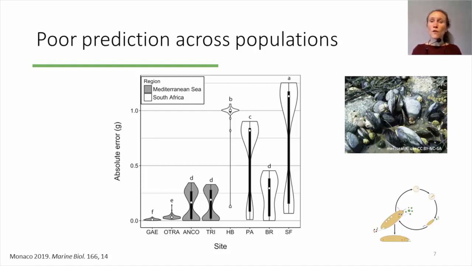So for example, for other Mediterranean populations, the gray one in the center, we see that the error is already increasing a lot. And then when we go to much further populations, those in South Africa, we can see that the error is huge. So you have very much difficulty predicting what should happen based on parameters which were estimated in another population. Which means that you have to pay attention to that variation when trying to predict things on a global scale.